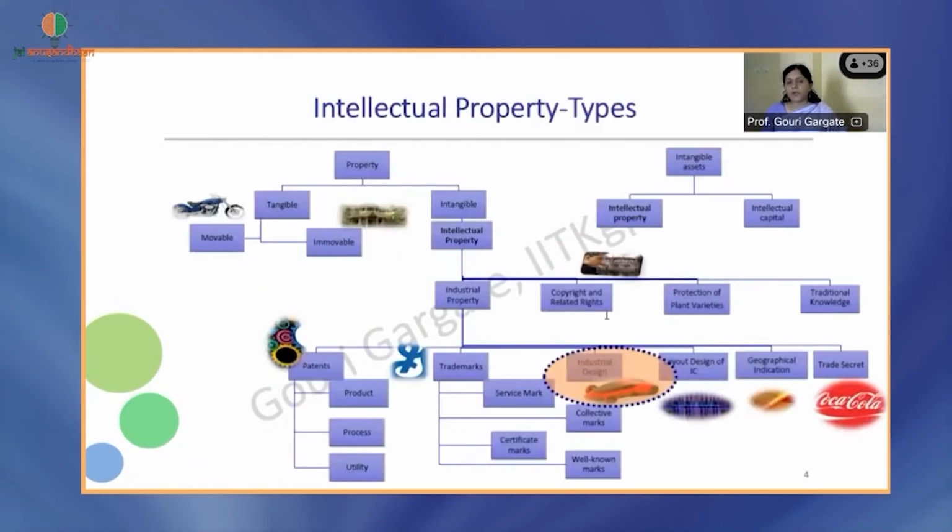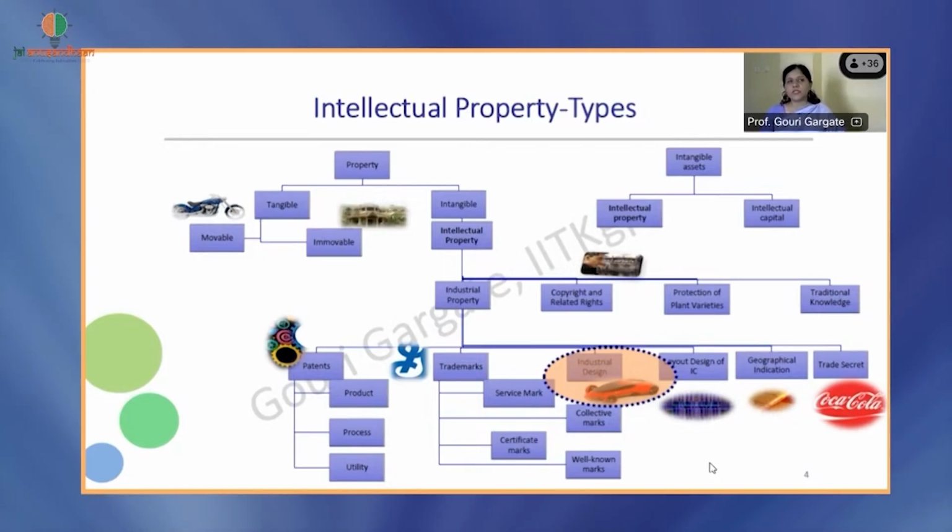When we are talking about intellectual property, there are 8 types of IPs, and I will not go into details of any other IP because we have to focus on industrial design. We will look into a little bit of the patent aspect whenever it is required.